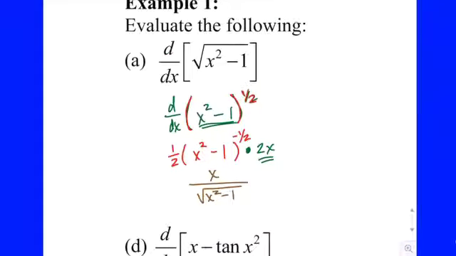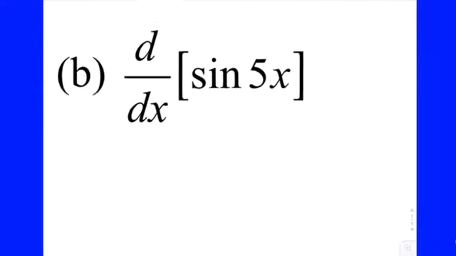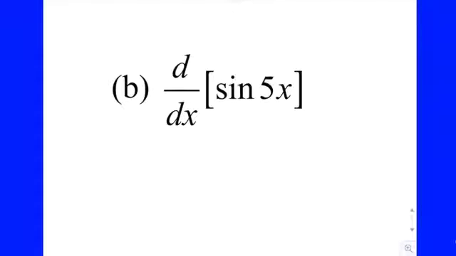We unpack boxes. We work from the outside in. However many layers we have is how many factors we'll have. All right, let's try one more, and then we'll set you loose to try one on your own. This is not sine of x, it's sine of 5x.